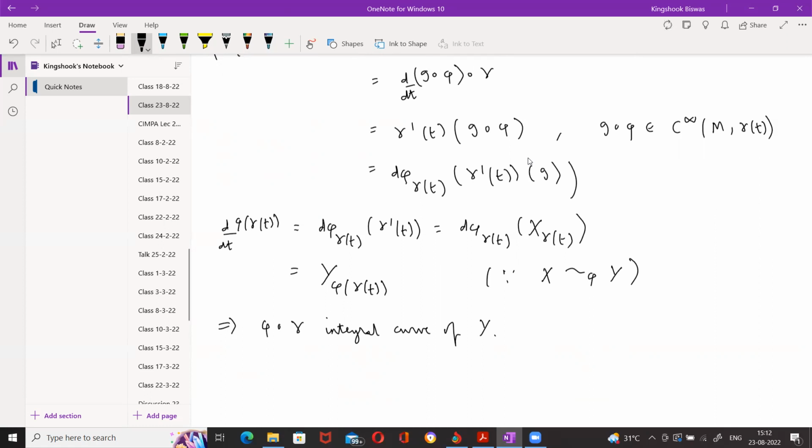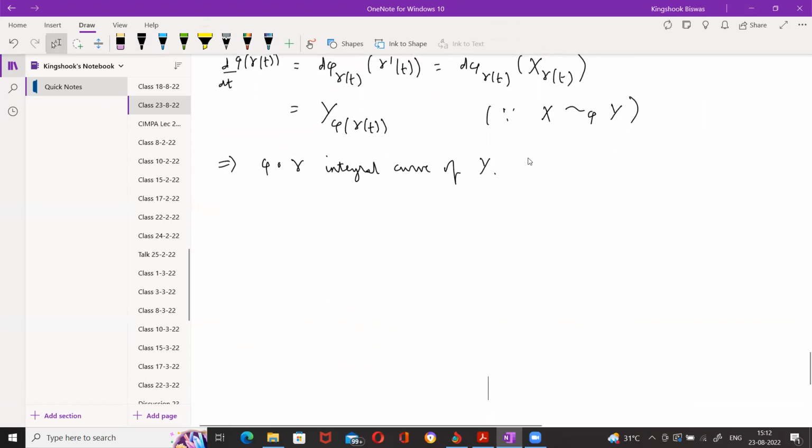So that's it. When two vector fields are phi related, then integral curves of x go to integral curves of y. So what this also means is that in terms of the flows... okay, wait, let me draw you a picture first. So in terms of the flows, what does this mean?